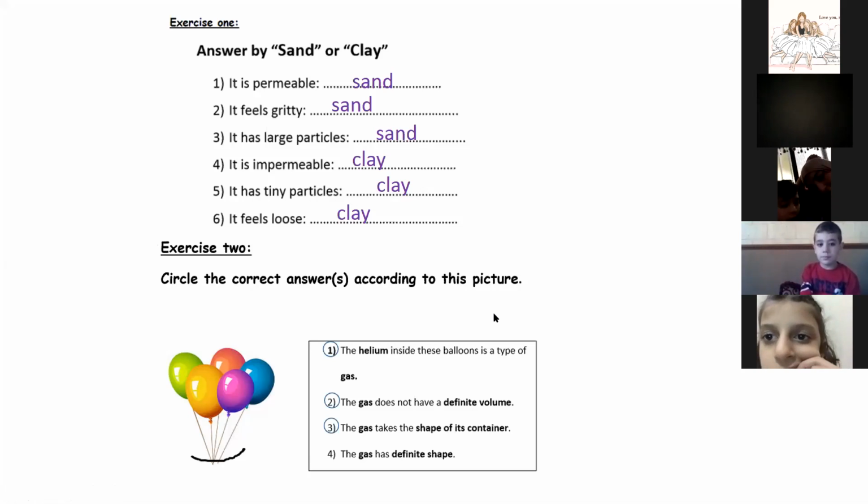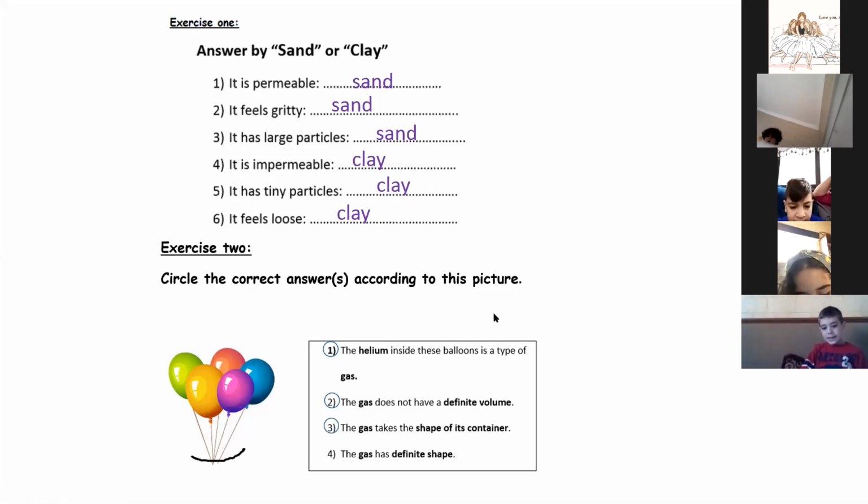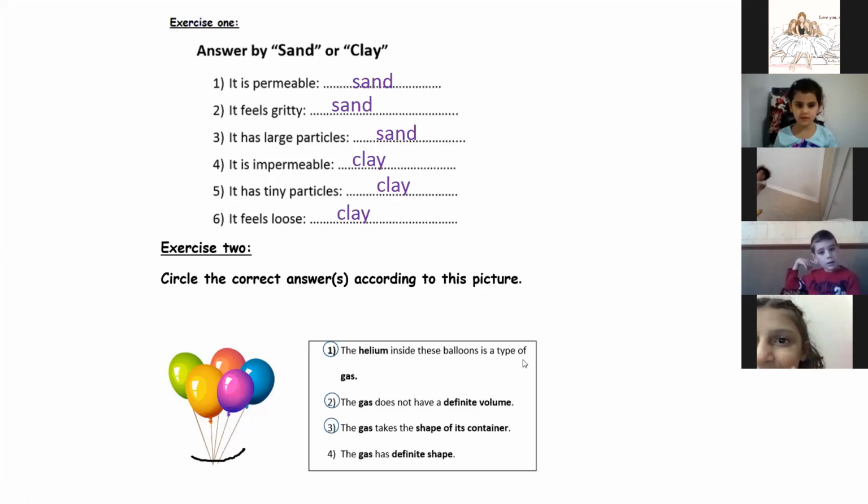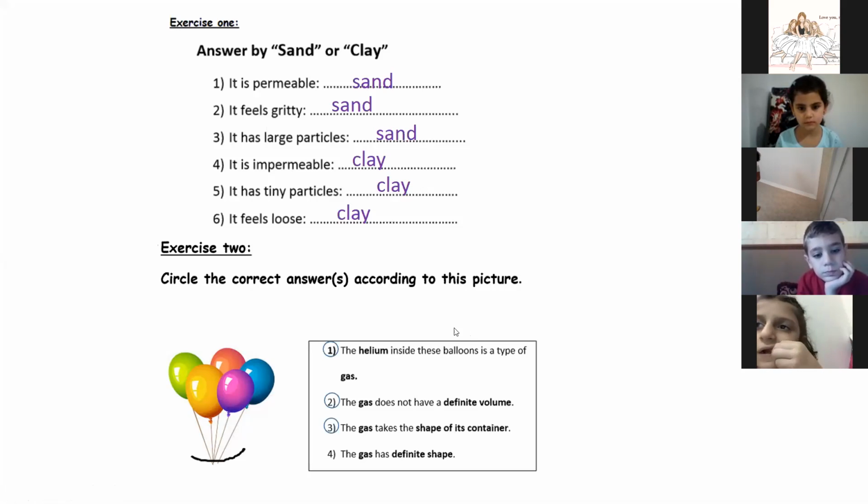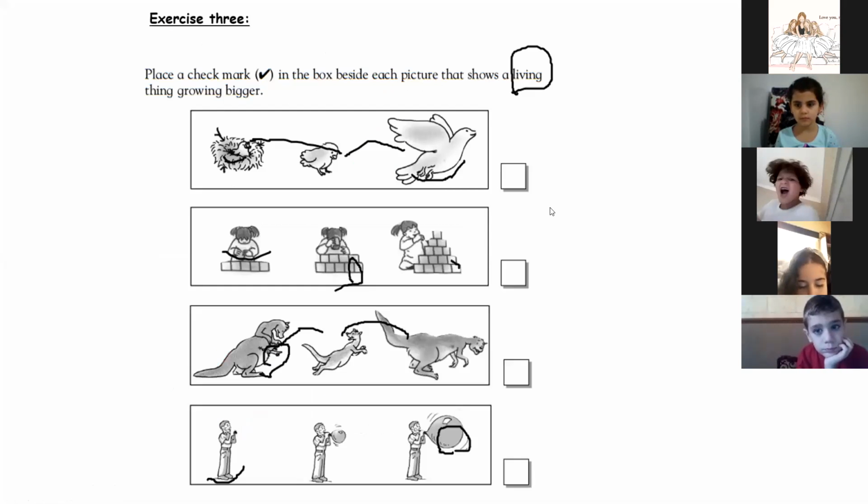Solana, number four. Can you read number four? Okay, Zainab Abdullah. Number four, please. The gas has a definite shape. Should I circle it? No, because gas does not have a definite shape or a definite volume. Thank you, Zainab Abdullah. I'll go back to Solana.